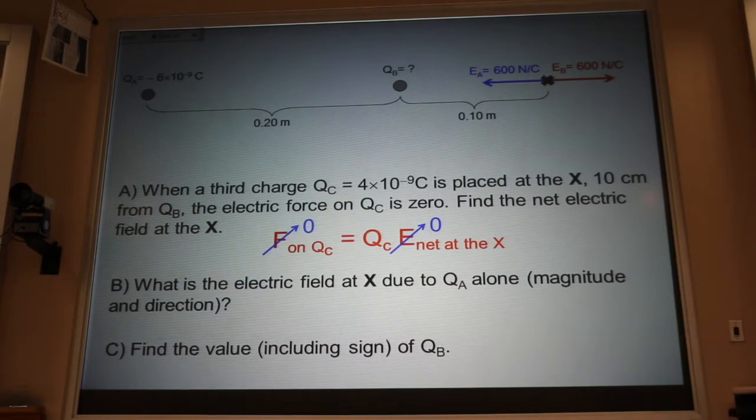Okay. Hey folks, just for fun, let's look at this problem that you just turned in.